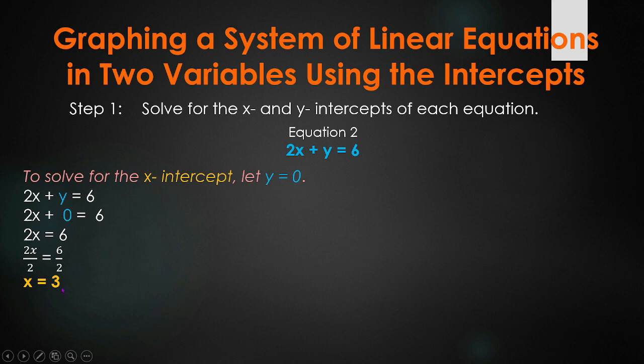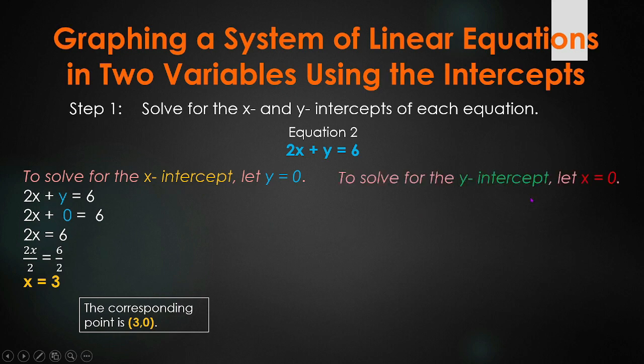So the x-intercept is 3. And the corresponding point for this is (3, 0). That is, the value of x when y is 0 is 3. So the point is (3, 0).